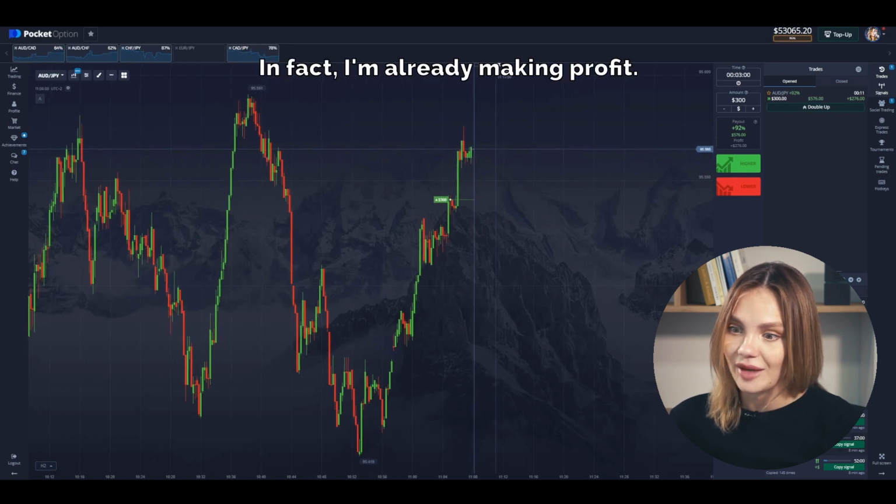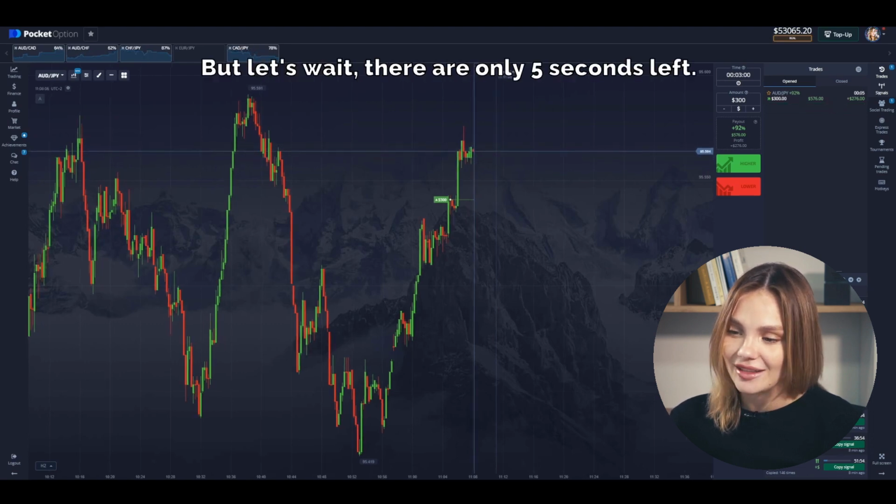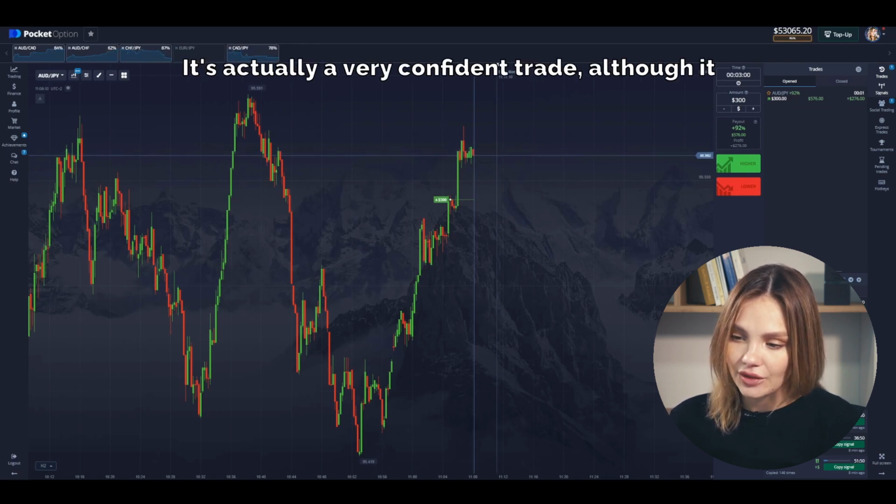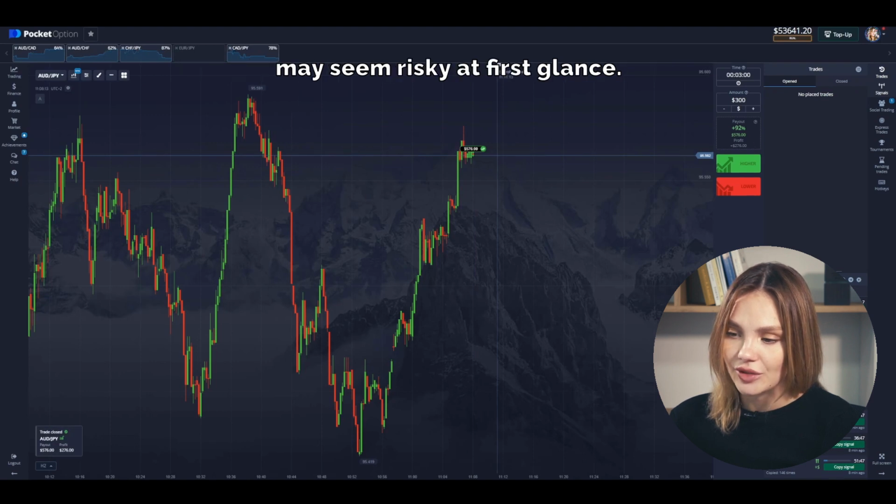In fact, I'm already making profit, but let's wait. There are only 5 seconds left. It's actually a very confident trade, although it may seem risky at first glance.